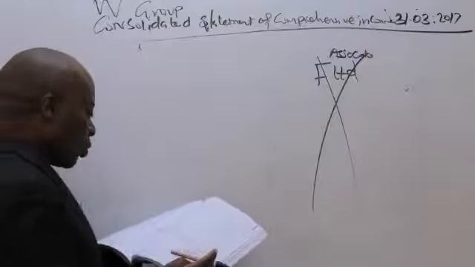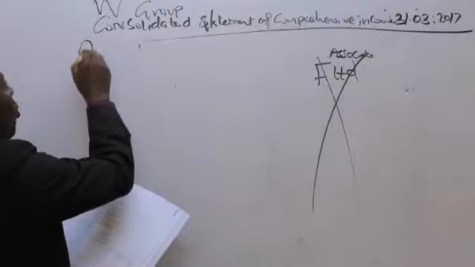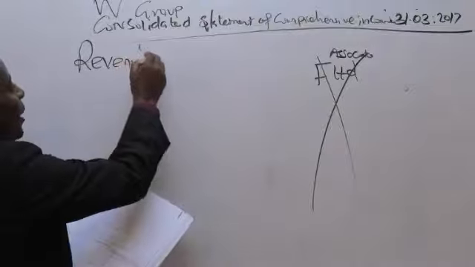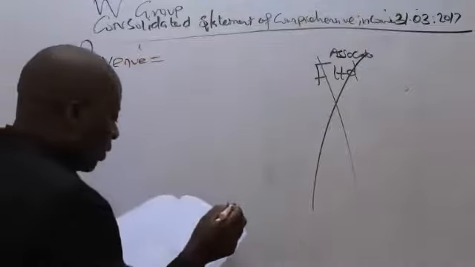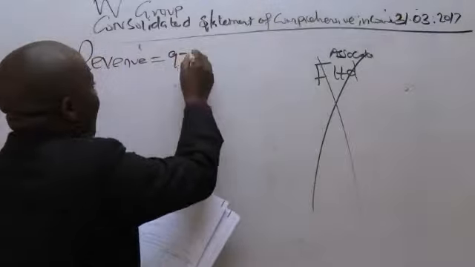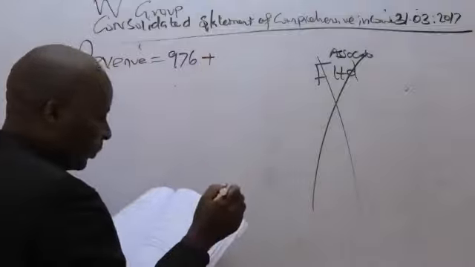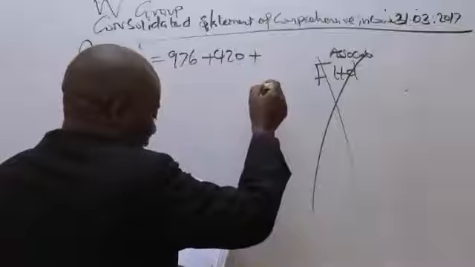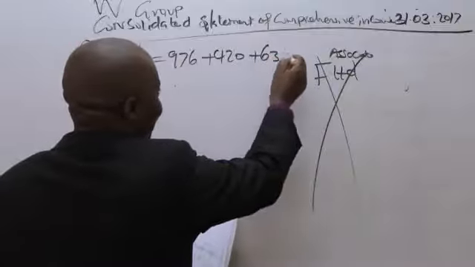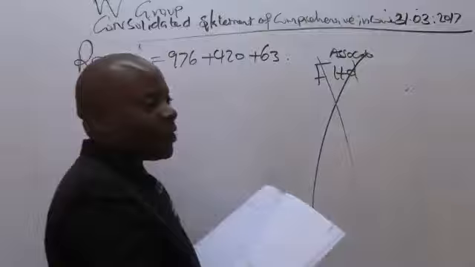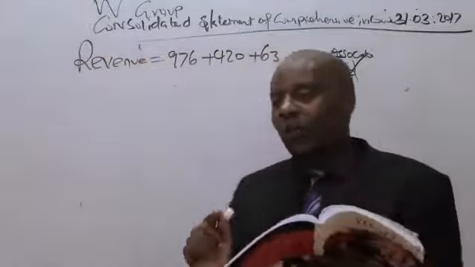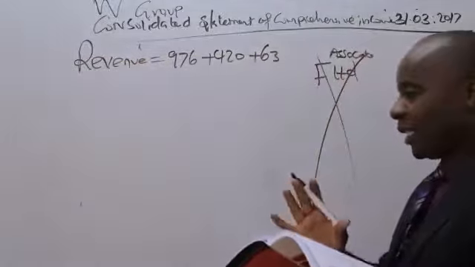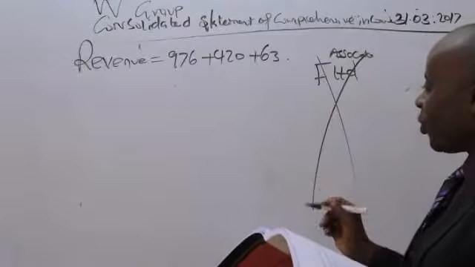So line by line is quite a simple thing. So I'll come and talk of revenue. The way I've been given their revenue, ladies and gentlemen, the first one is 976 plus 420 plus 63. Consolidation is quite a simple thing, I'm only adding. For the sake of the students that are just joining us, we studied this question quite earlier and we forgot to record.